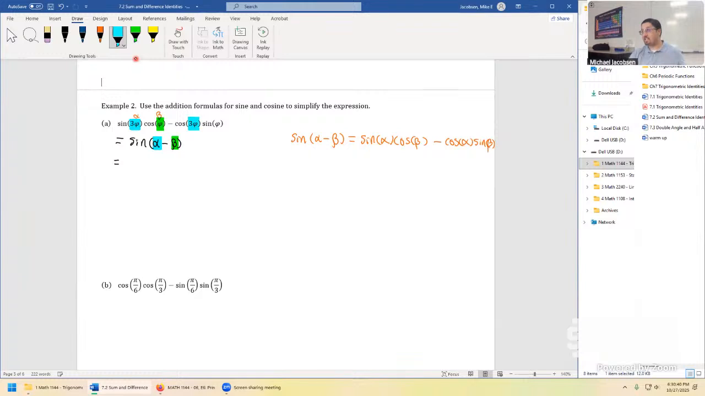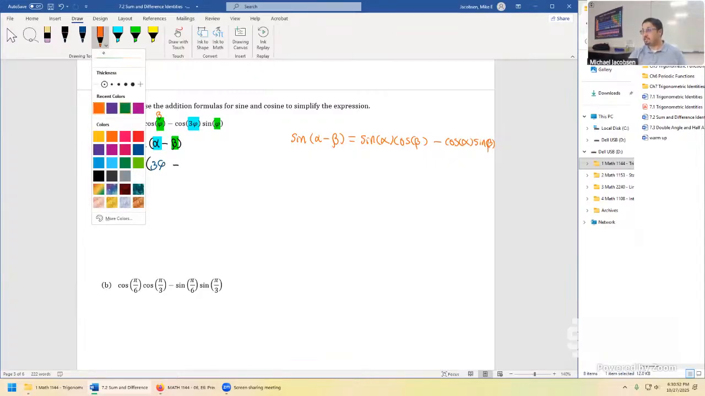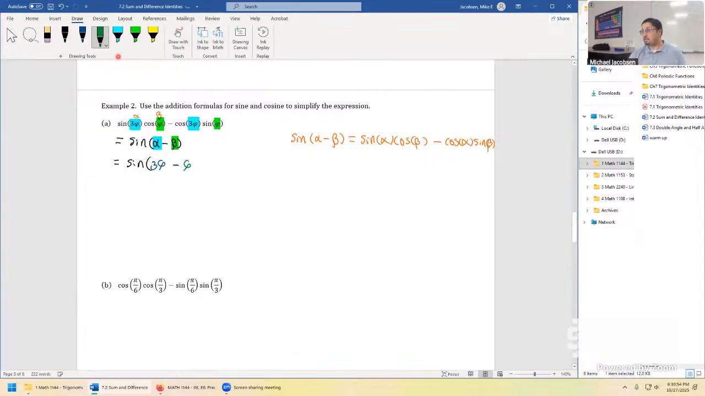Double check. It's exactly 3 phi here and exactly phi here, or else the identity wouldn't work. But this one's all set. This is now just sine 3 phi minus phi. This turns into, we still have to simplify it all the way down, means combine like terms, but that's not the worst thing we've done all day today. This is just sine 2 phi. And it's done right at that step.